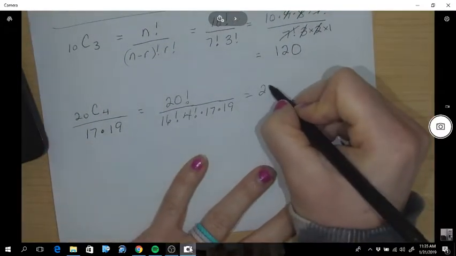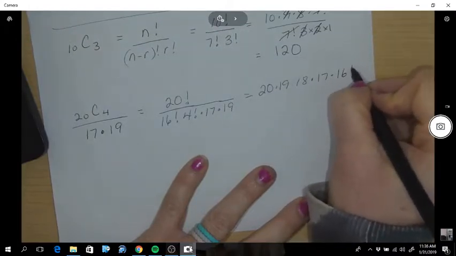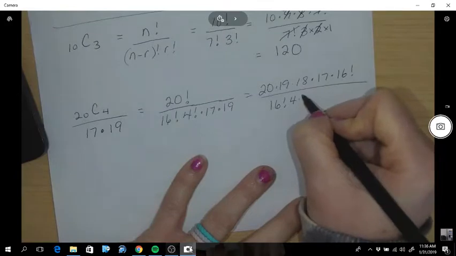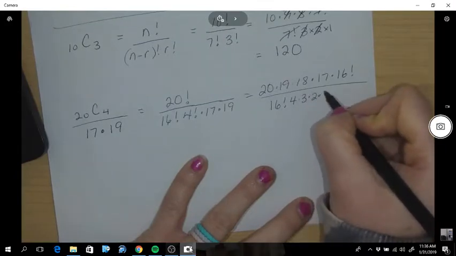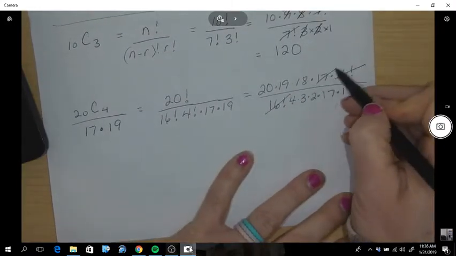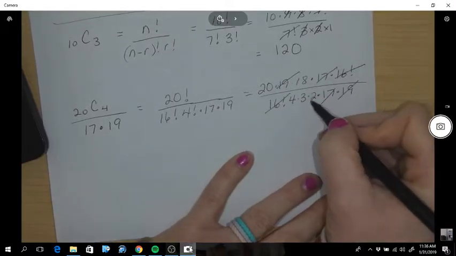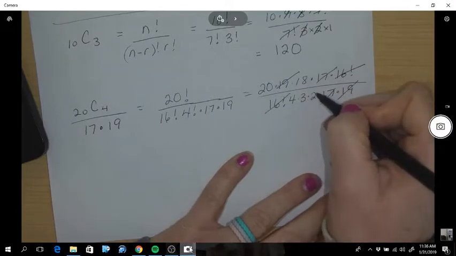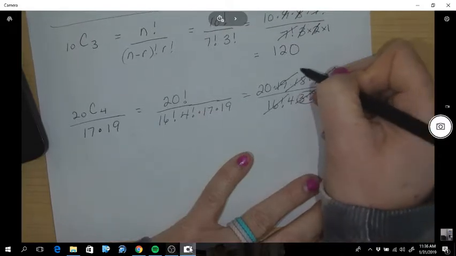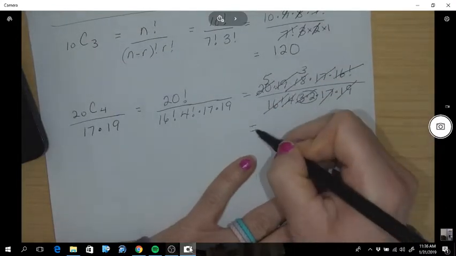Okay, so 20 factorial becomes 20 times 19 times 18 times 17 times 16 factorial. And 4 factorial we have to expand out. Okay, so now I have the 16 factorials cancel, 17, 19, and what do we want to reduce here? This is 6, so let's take that 6 out, and 6 out of that is 3. Take a 4 out, and you end up with 15.